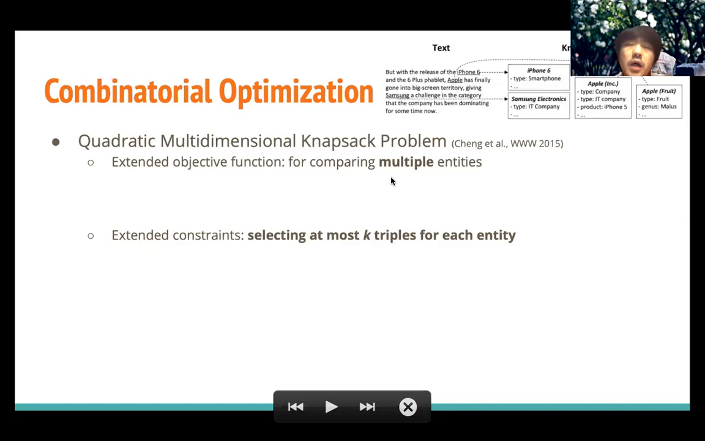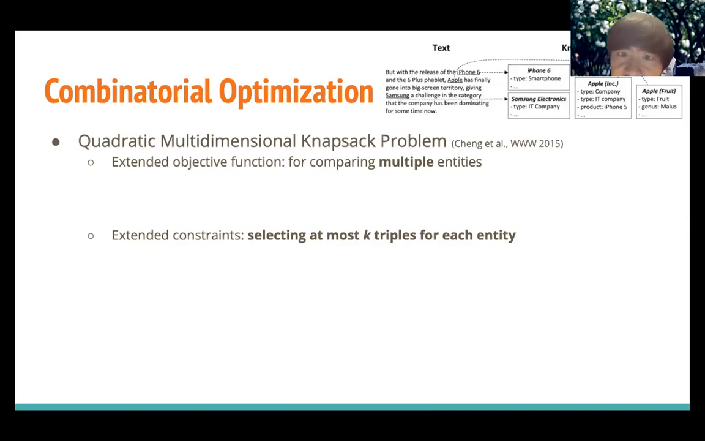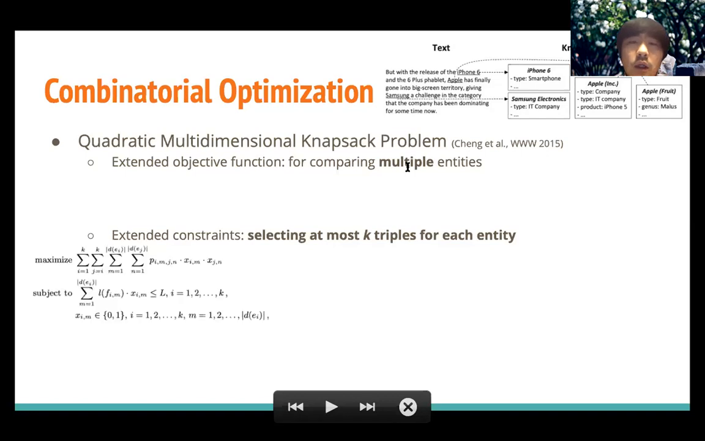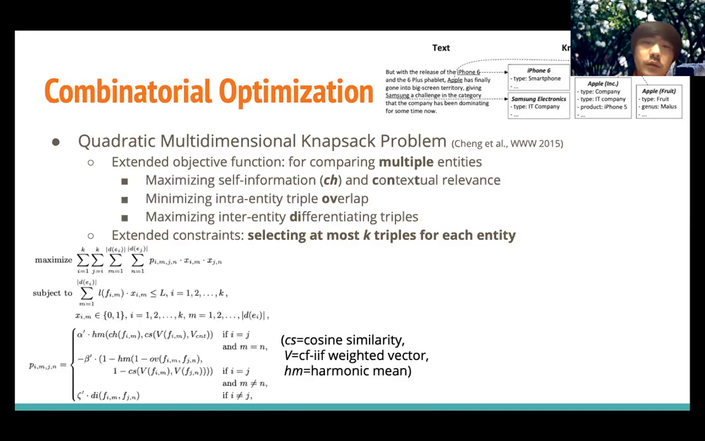Because we want to compare multiple entities, and we want to select at most k key triples for each entity, we need to define multiple constraints, one constraint for each entity. So we extend the constraint to select at most k key triples for each entity. And the objective function is also extended because now we need to compare multiple entities. I don't really want to go to details here.